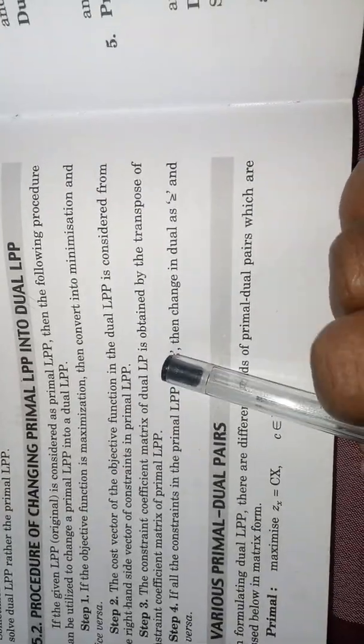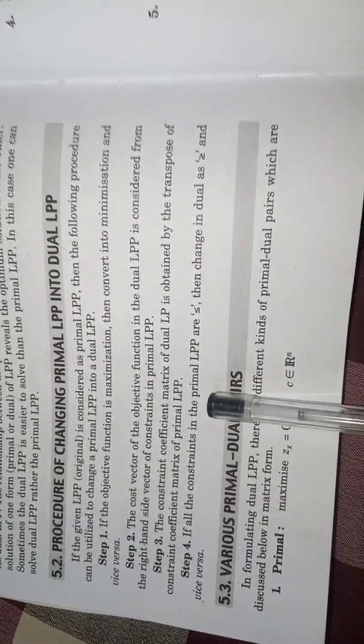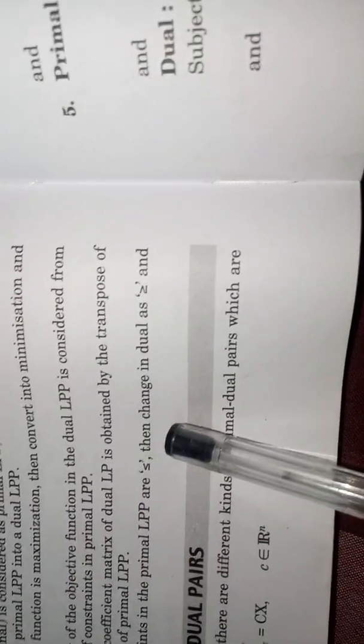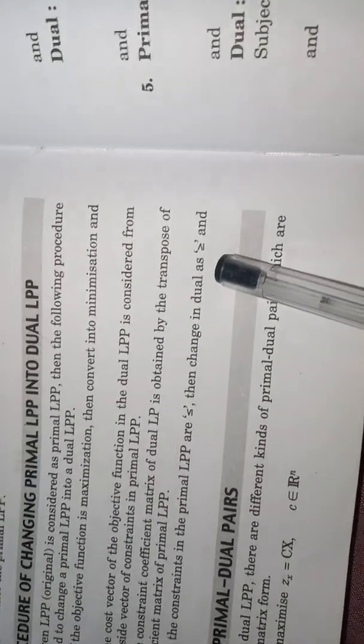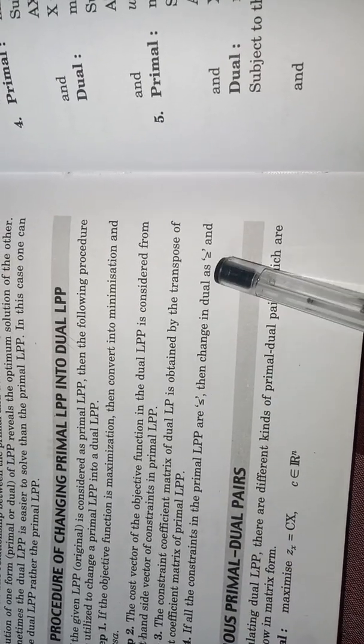And the third step is that the constraint coefficient matrix of the dual LPP is obtained by transposing the constraint coefficient matrix of the primal LPP. If all the constraints in the primal LPP are less than or equal, then change them in the dual to greater than or equal, and vice versa. If it is greater than, then convert it to less than in the dual LPP. For this, we have the various primal dual pairs. In formulating the dual LPP, there are different kinds of primal dual pairs which are discussed below in matrix form.